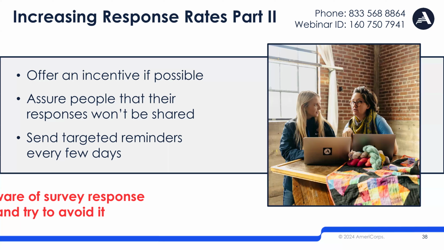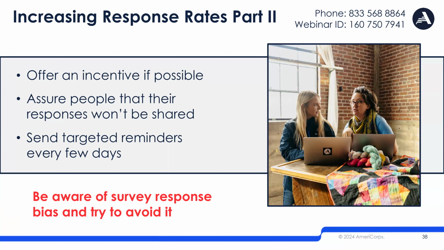One final note about increasing response rates is that there's a big difference between survey data that's missing at random and data that shows survey response bias. So survey response bias is when one group of people is more likely than others to complete the survey. For example, if half the people in your community only speak Spanish and your survey invite is sent to everyone in English, you'll get a lot more responses from English-speaking people. This is just something to be aware of and try to minimize as much as possible.